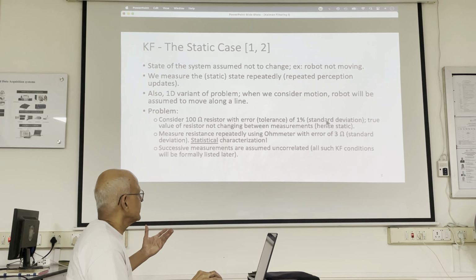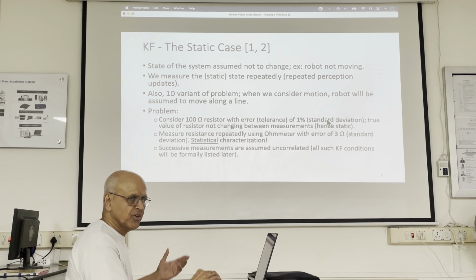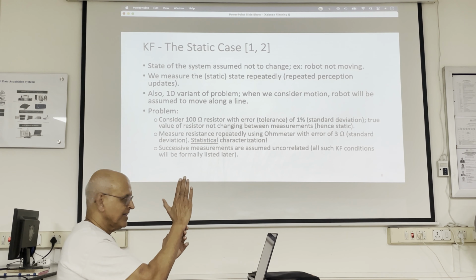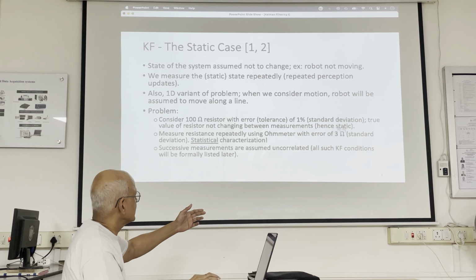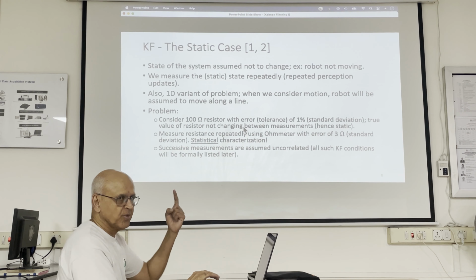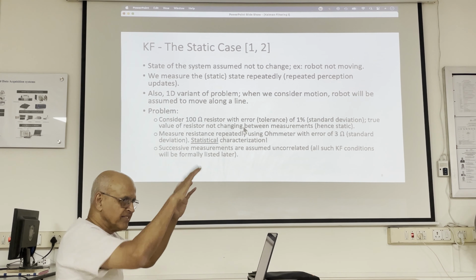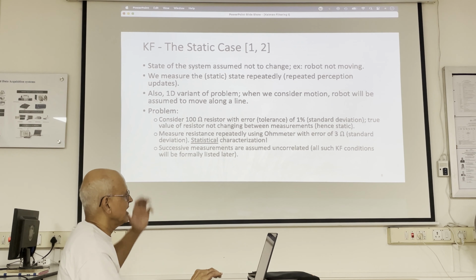So let's consider that to be the standard deviation. So imagine a Gaussian, right? 100 is here, and the standard deviation is 1% of 100 ohms, which is 1 ohm. So you can imagine a Gaussian for the particular brand of resistor.